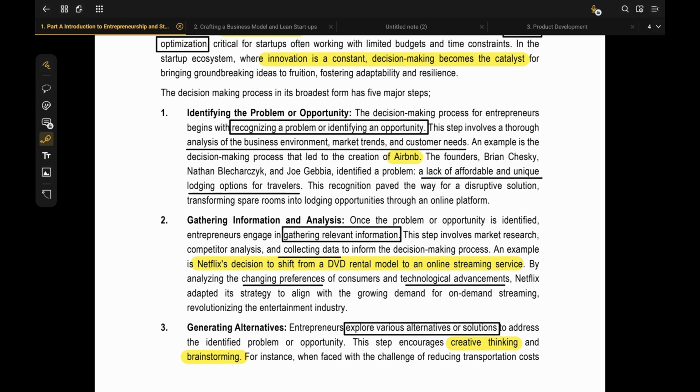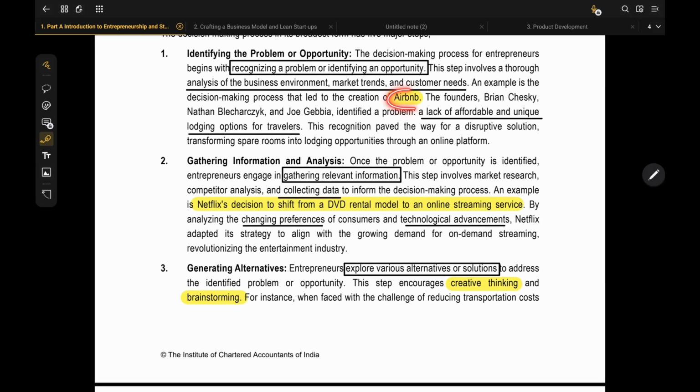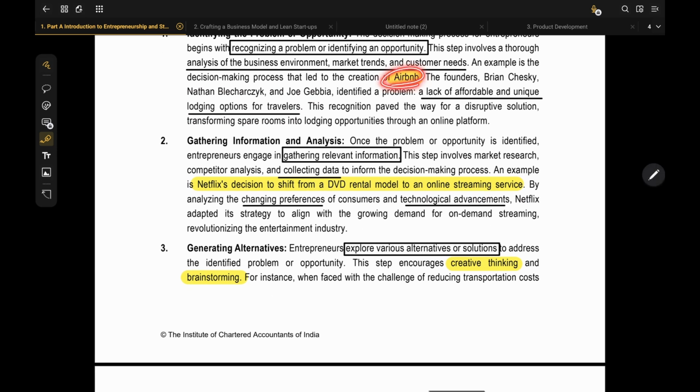What is the decision making process? First we have to identify the problem or opportunity. What is the problem you are going to solve? First we have to identify that. For Airbnb, the problem was lack of affordable and unique lodging options for travelers. When anyone is traveling outside their home, there is no proper or affordable place for staying. This opportunity was taken by Airbnb.